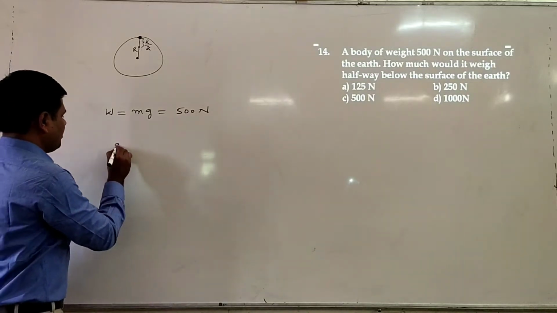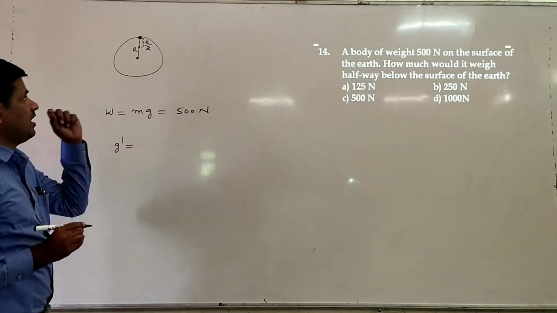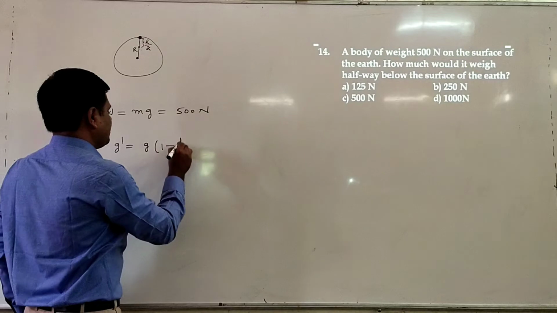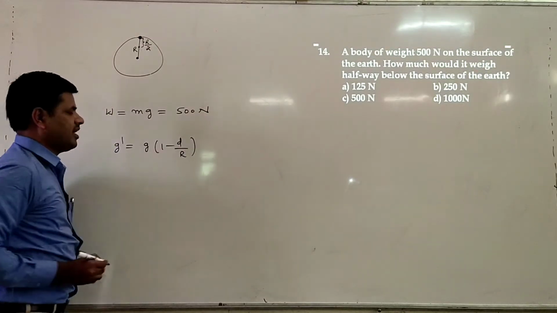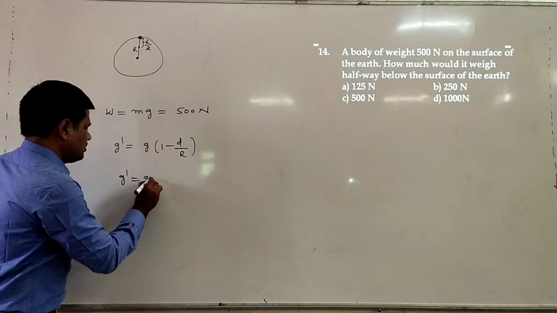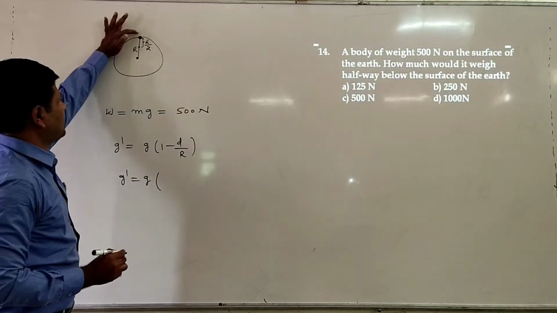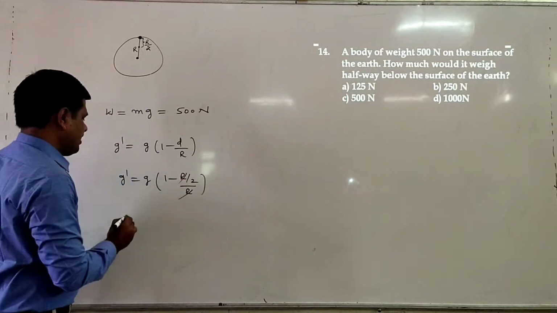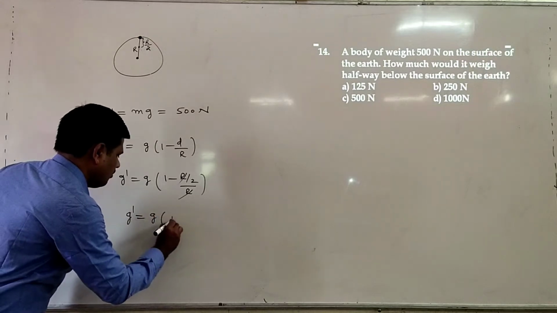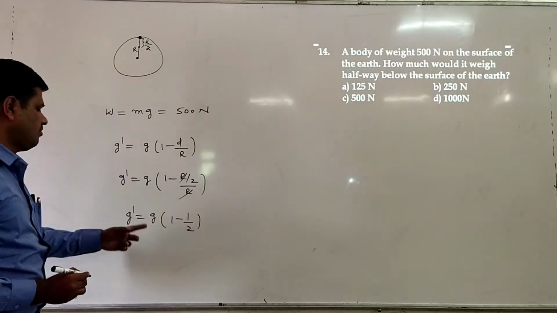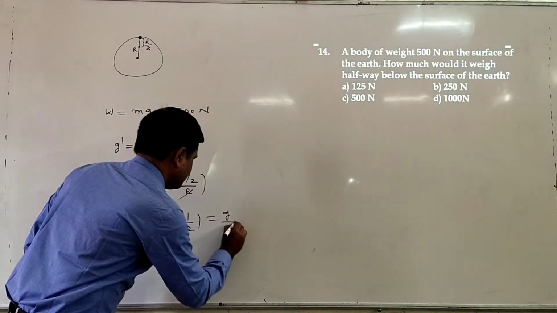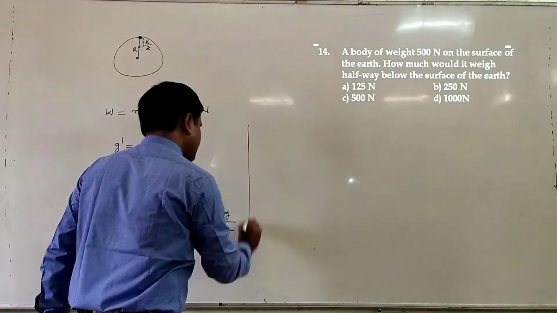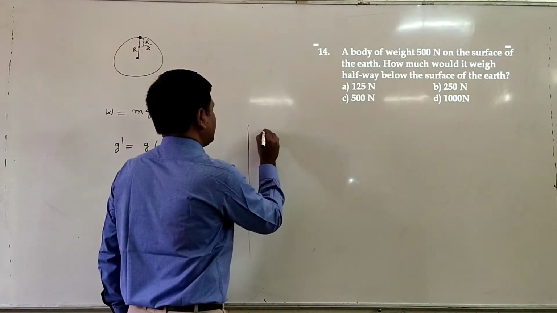First of all, at the R by 2 depth, we have to find the acceleration due to gravity. That formula we know: G dash is equal to G into 1 minus D by R. Now G dash is equal to G into 1 minus depth by R. Depth from the surface is R by 2, so 1 minus R by 2 by R. Here R gets cancelled. Now G dash is equal to G into 1 minus 1 by 2, which is 1 by 2, so G by 2. Means at that depth the acceleration due to gravity is G by 2. At that depth, the weight I am taking as W dash.